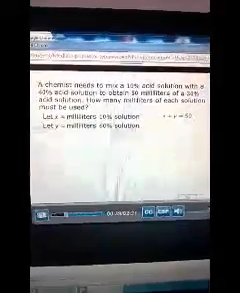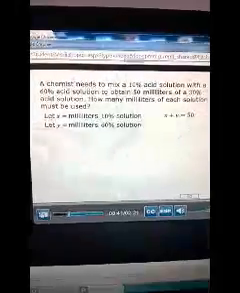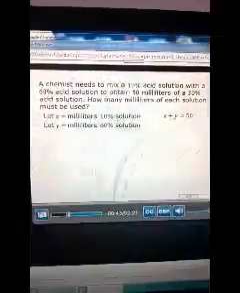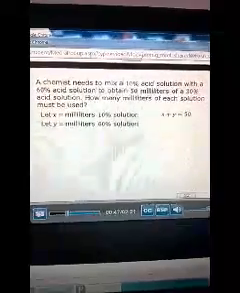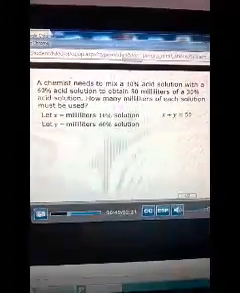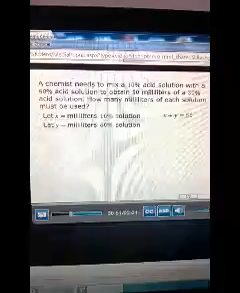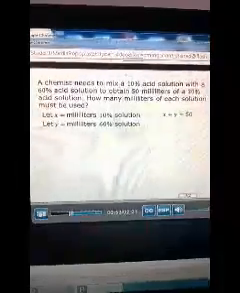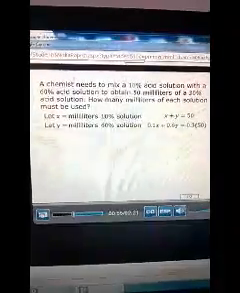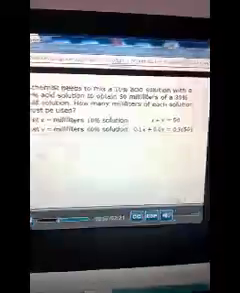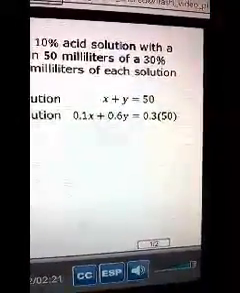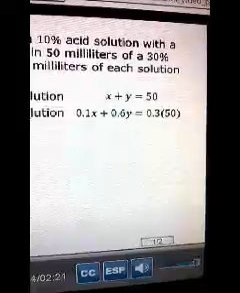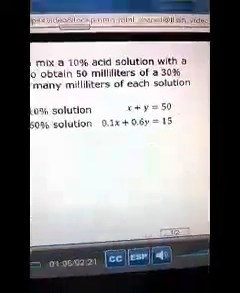Let's use the amounts of acid to write another equation. The amount of acid in the 10% solution is 10% of x, or 1/10 times x. The amount of acid in the 60% solution is 60% of y, or 6/10 times y. The sum of these amounts is the amount of acid in the resulting 30% solution, 30% of the 50 milliliters, or 3/10 times 50. 3/10 times 50 is 15.